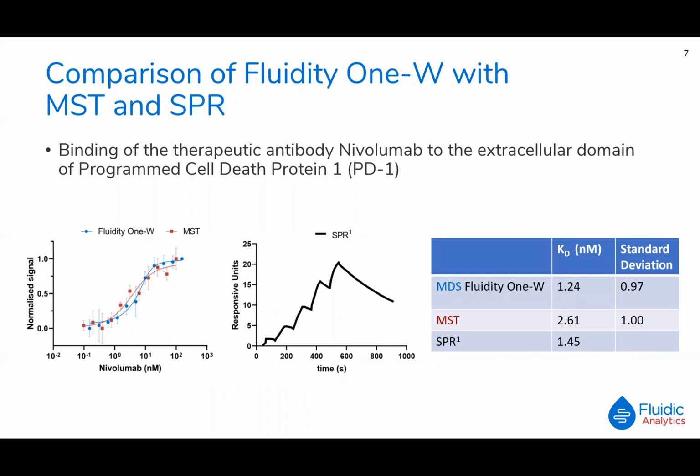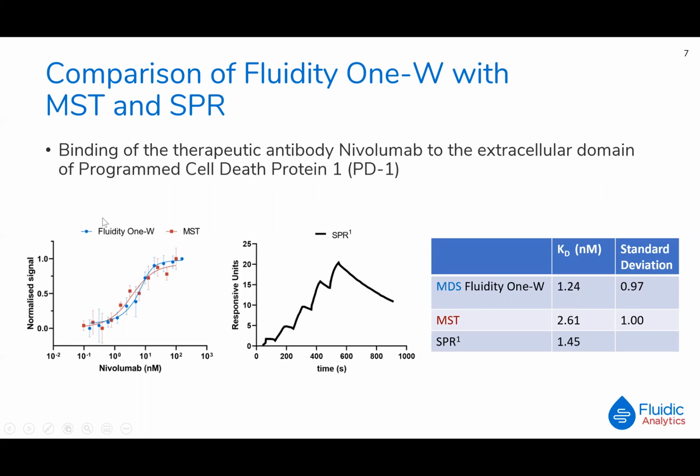So to benchmark the Fluidity One-W technique against techniques that are currently on the market, we compared the Fluidity One-W data with microscale thermophoresis and surface plasmon resonance. Here we looked at the interaction of a therapeutic antibody nivolumab with the extracellular domain of PD-1 protein. So what we did was to label the PD-1 protein with a fluorophore to keep its concentration constant and to vary the concentration of the unlabeled binding partner nivolumab.